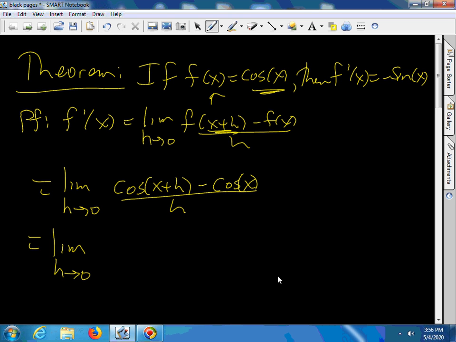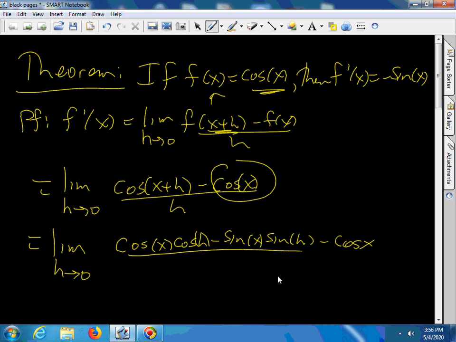Now, what is the cosine of x plus h? Well, it's the cosine of x times the cosine of h minus the sine of x times the sine of h, minus the cosine of x, all over h.